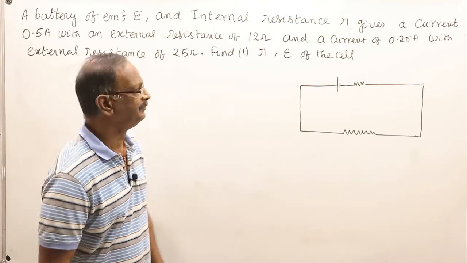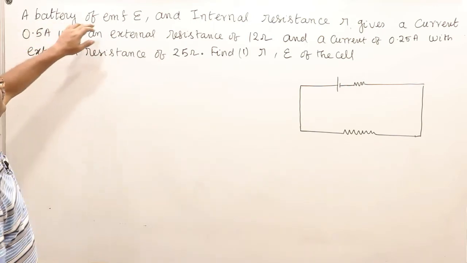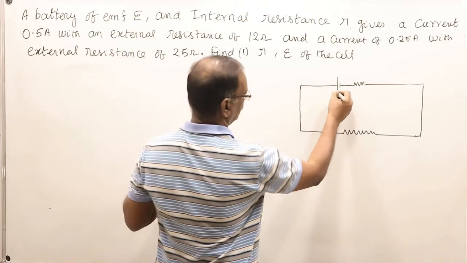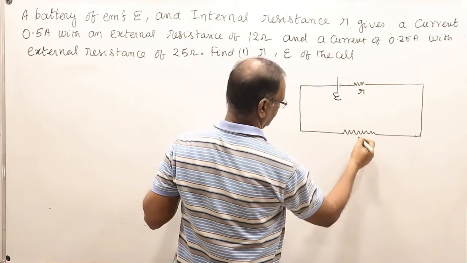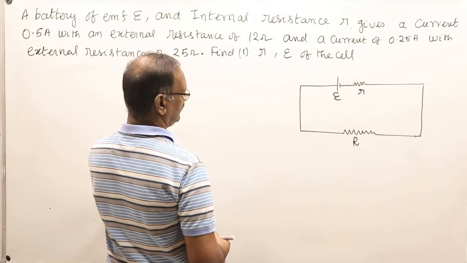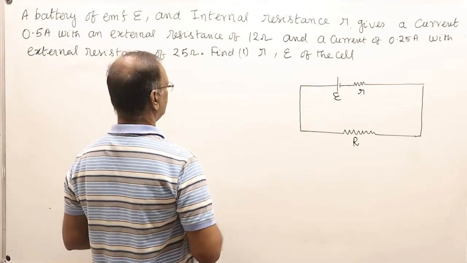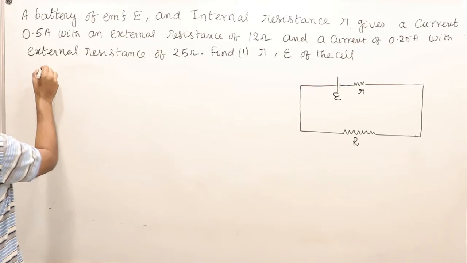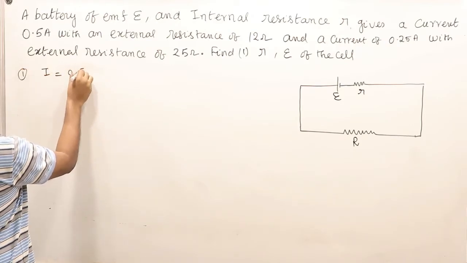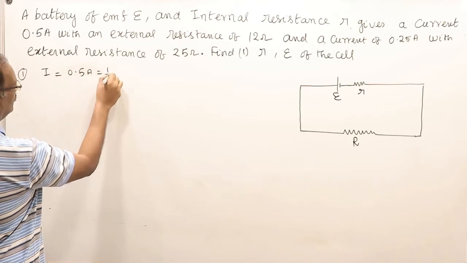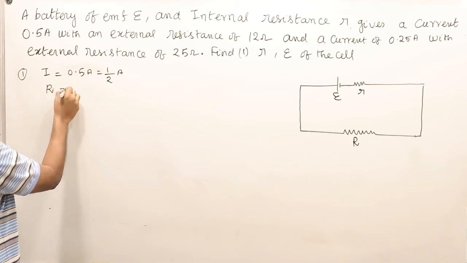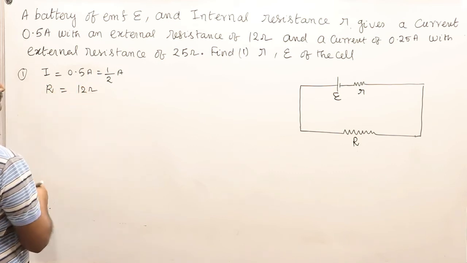In this numerical, a battery of EMF, this is EMF, internal resistance and external resistance. Internal resistance r is given. In the first case, current is equal to 0.5 ampere, or we can write 1/2 ampere, with an external resistance of 12 ohm.